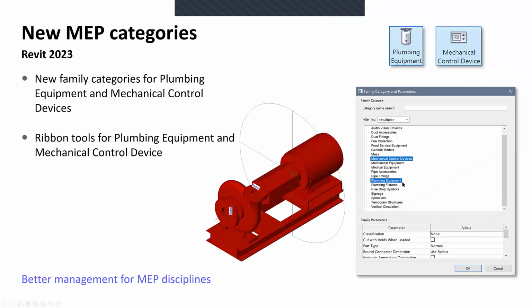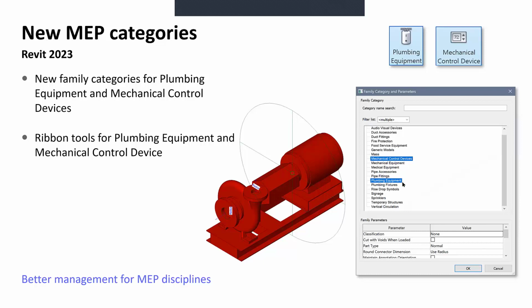All right, so the first thing I want to talk about is new categories. In 2023, we finally have a plumbing equipment category. For the last 15-plus years of Revit MEP, we've had to use the mechanical equipment category for plumbing. So now there's a new plumbing equipment category.